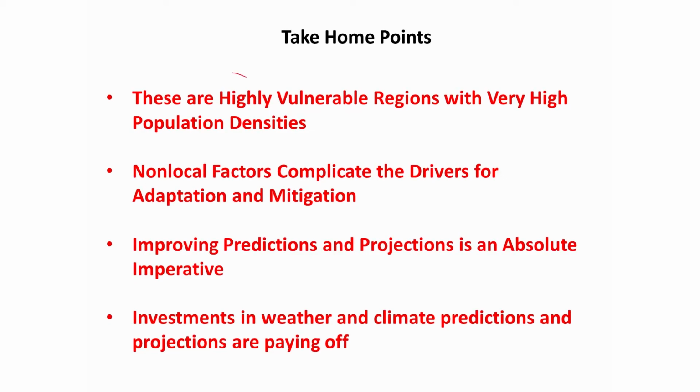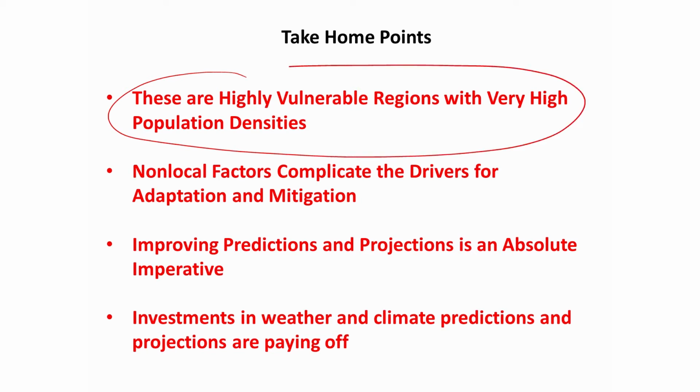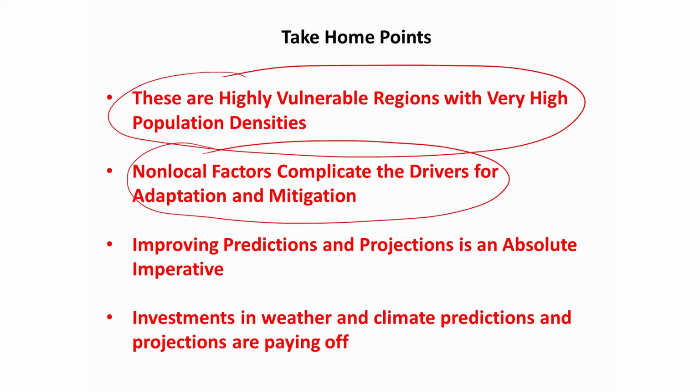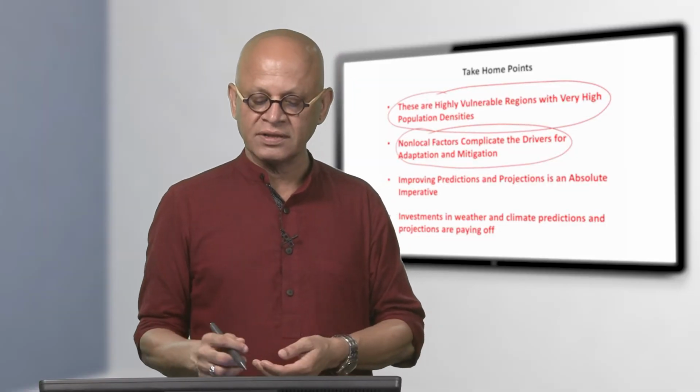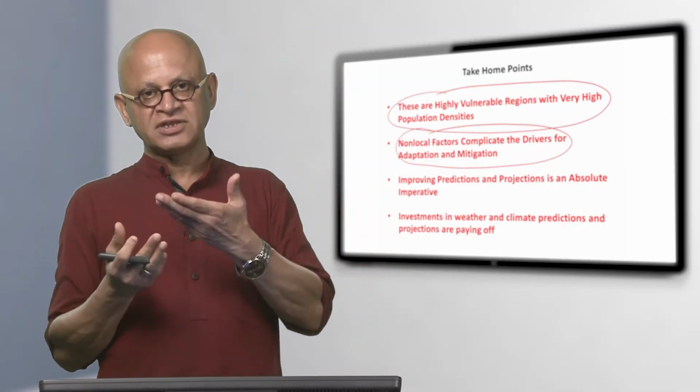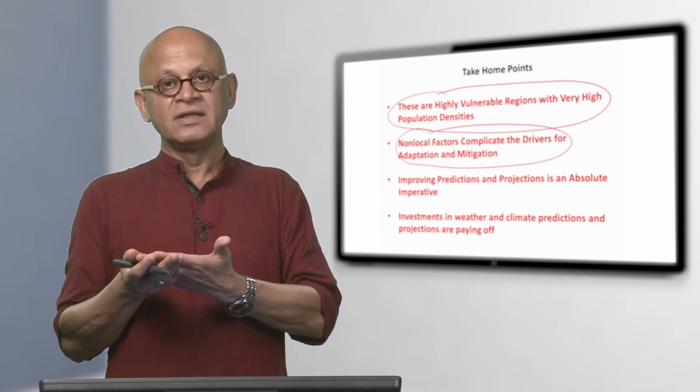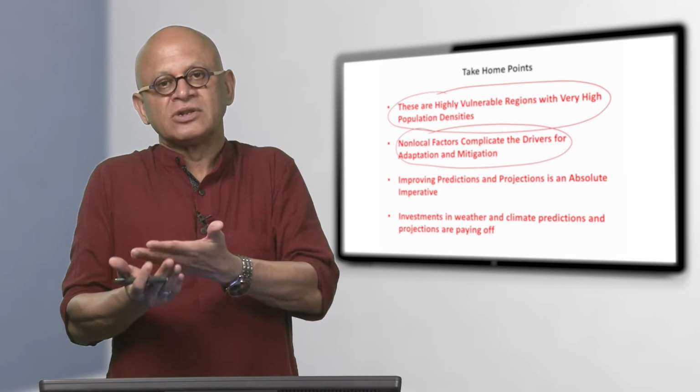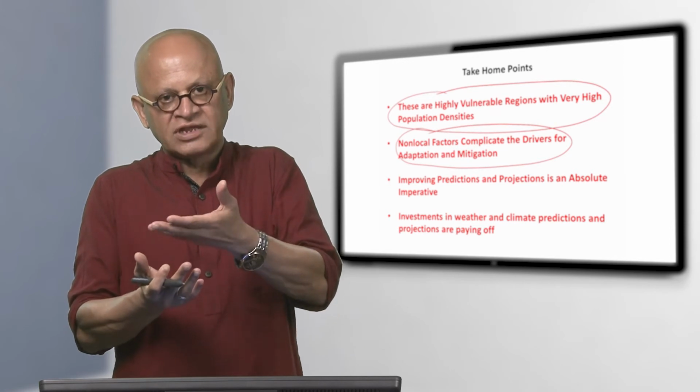But overall, you have to remember that India and its neighbors like Pakistan, Bangladesh, Nepal, Sri Lanka are all highly vulnerable regions. Population densities are very high. So, if there is a flood or a drought, lots of people get affected by it. Non-local factors complicate the drivers of adaptation mitigation. What do I mean by that? We looked at the temperature relation with extreme rainfall and showed that over India, there is not much of a local relation. Local warming does not explain local extremes.